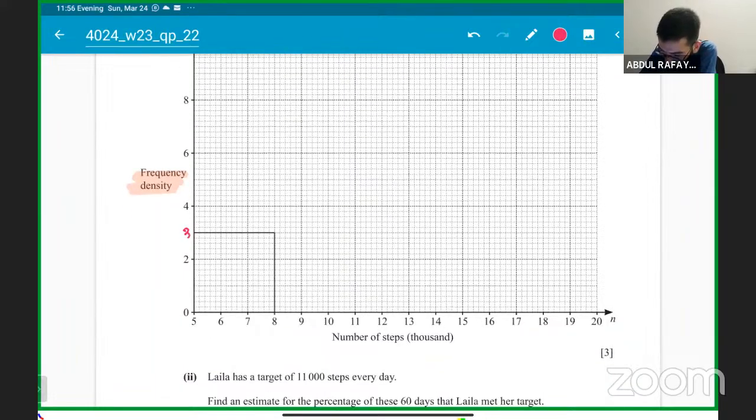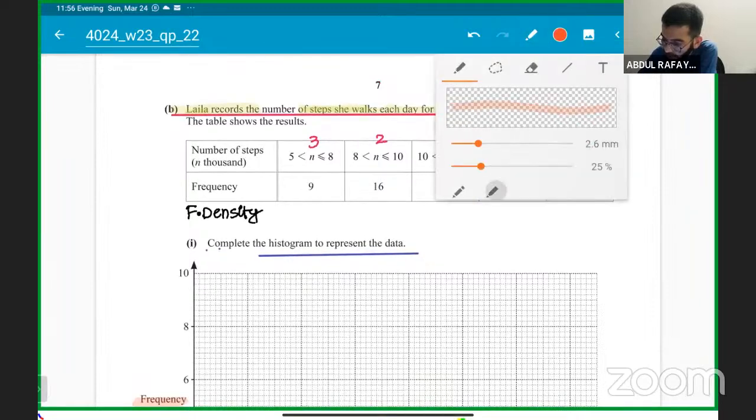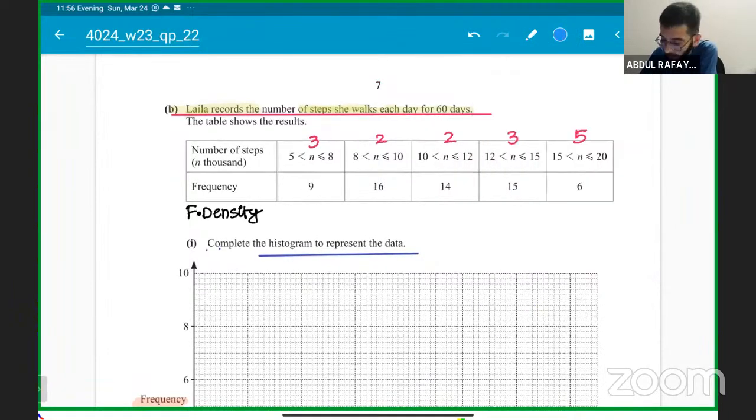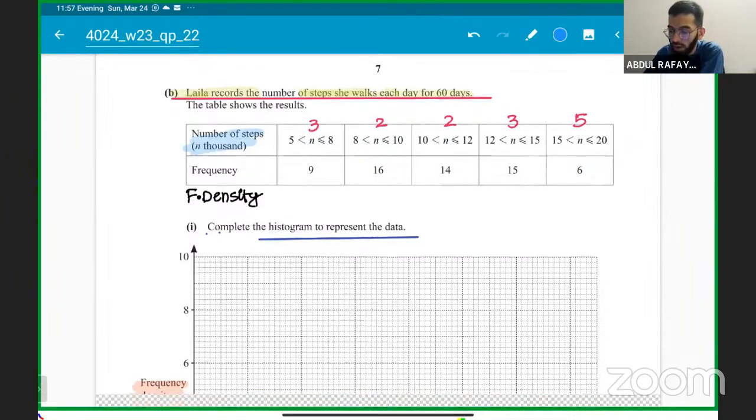So I'm expecting this is already drawn at 3, right? We also need to understand how you read this data. Reading the data is important, so let's try to read it. The number of steps that she is walking, between 8,000 and 10,000, it's taking 16 days. So in 16 days she is walking around 8,000 to 10,000 steps. Hope everyone gets this. Similarly, on 6 days she is walking 15,000 to 20,000 steps, where 15,000 is not included but 20,000 is included. So 15 days she is walking between 12,000 to 15,000 steps.